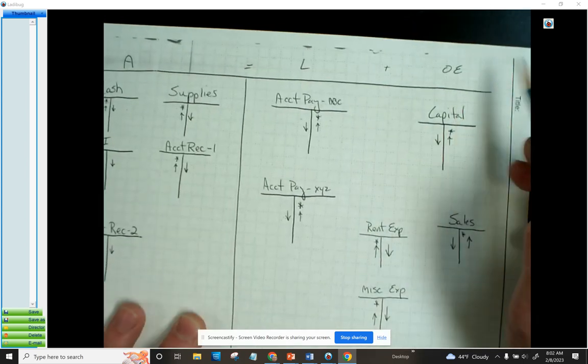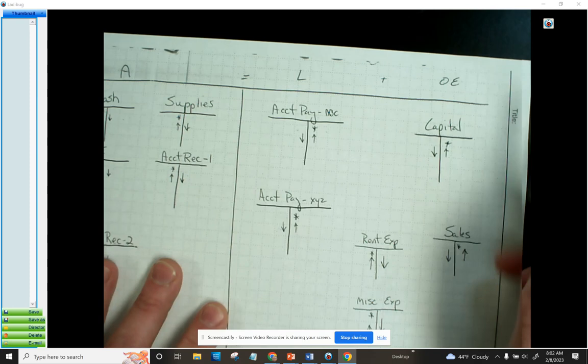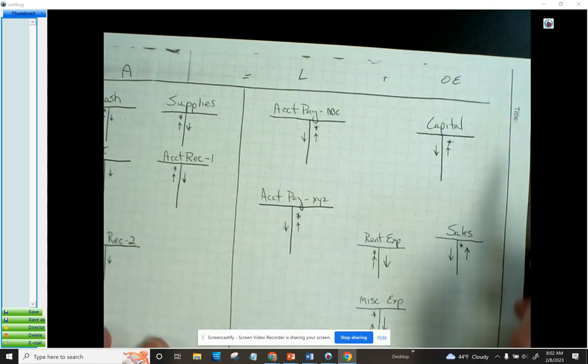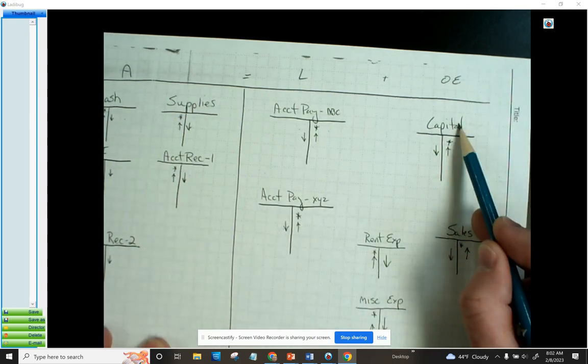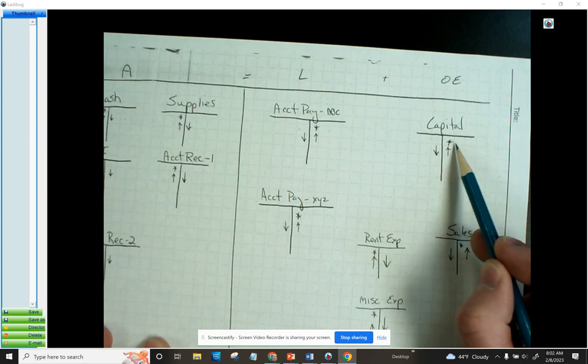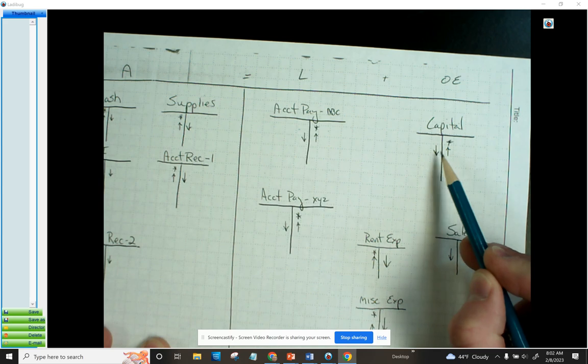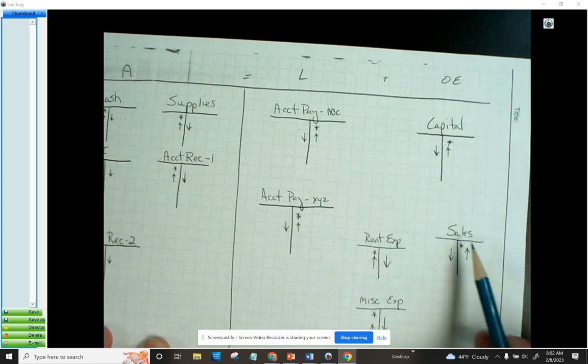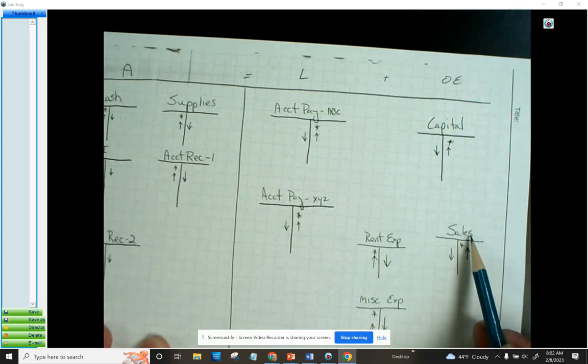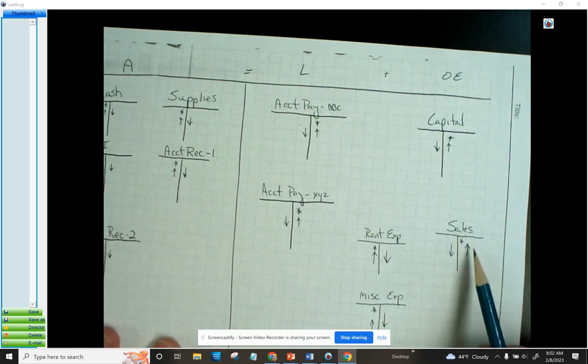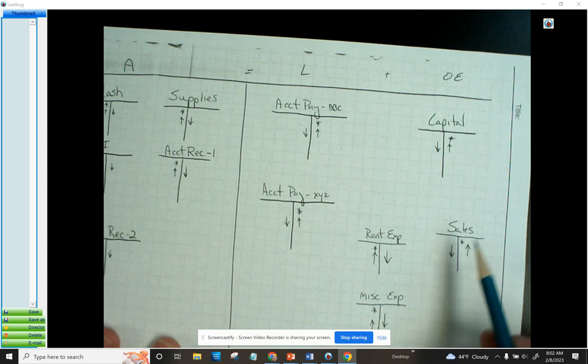Owner's equity has a normal balance on the credit side. So good things to owner's equity have a normal balance of credit. Capital, investments into the business, would be recorded here. Normal balance of credit goes up with a credit, down with a debit. Same for sales. Sales are good for a business. It adds value to your business. So sales, normal balance credit, goes up with a credit, down with a debit.